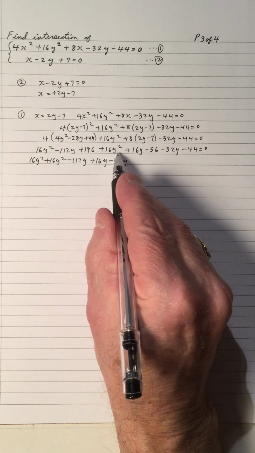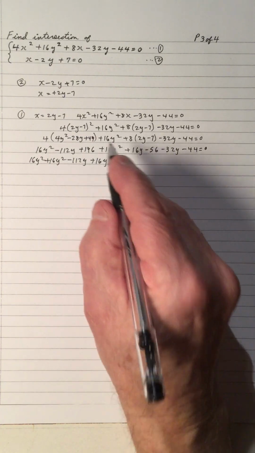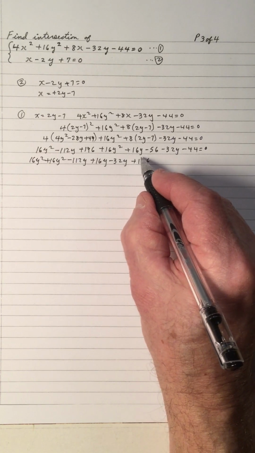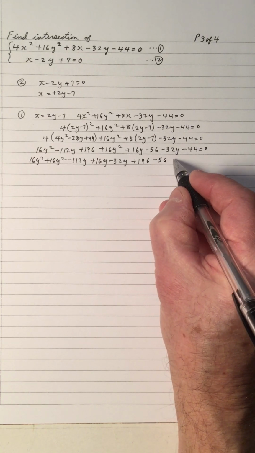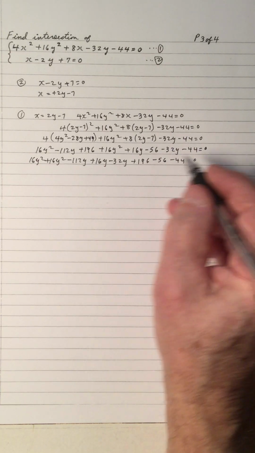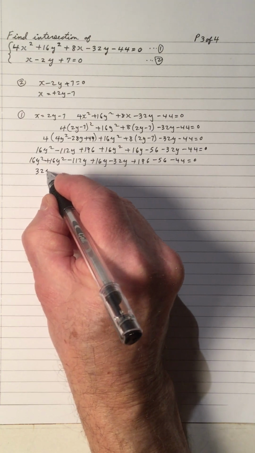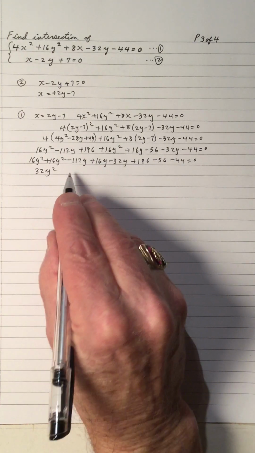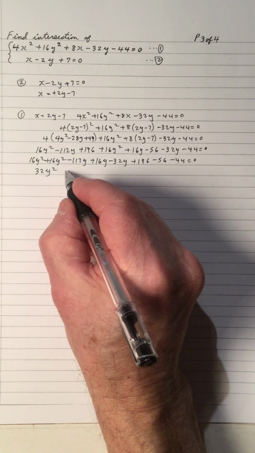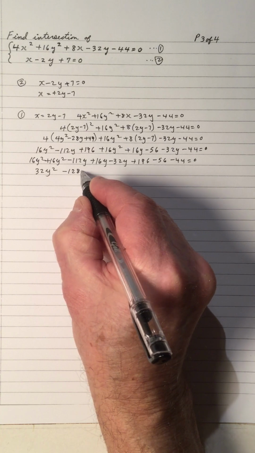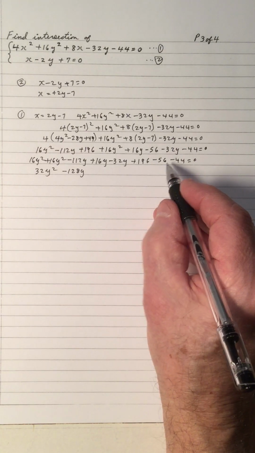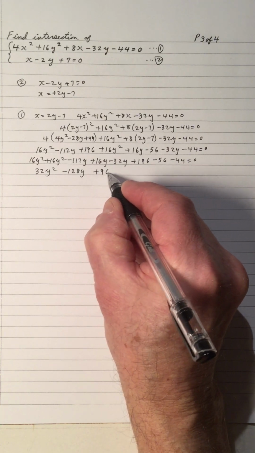So I did all the y squareds, then I did all the y's. Now I got a plus 196, and I have a minus 56, and a minus 44 equals 0. So let's add up the like terms. So we got a 32y squared and a negative 112 plus 16 minus 32 comes out to be a negative 128y, because these are all y's. When you add all these up and subtract, you'll end up with a positive 96.